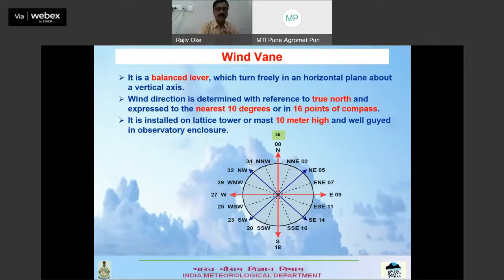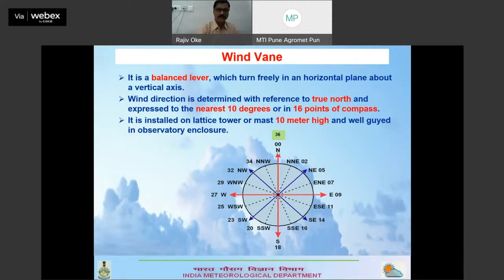So it is a balance of what we have already discussed. 16 points of compass are to be reported. The vane is installed on a lattice tower or mast of 10 meters high, which could be very easily accessible, and it can be seen from the observatory enclosure. And the 16 points of compass are these.